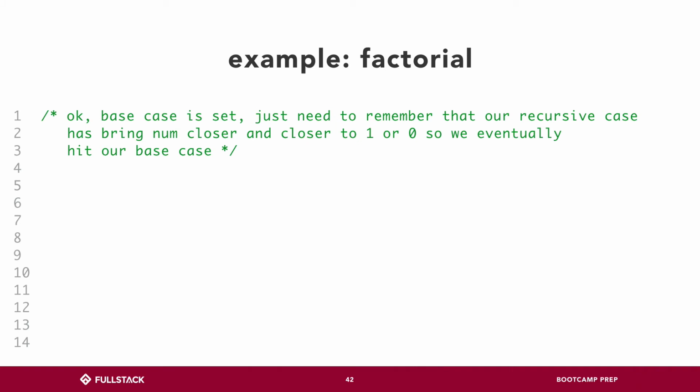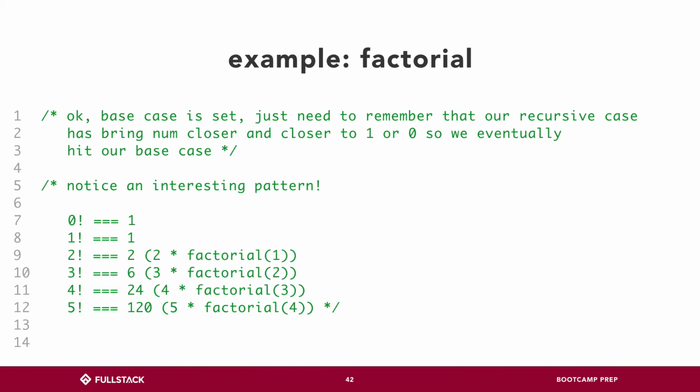Now we have to remember that as we think about the recursive case, num gets closer and closer to approaching a base case, so approaching 1 or 0, so that we eventually hit the base case. So recursive cases have to approach the base case. You can think of this in mathematics as converging towards a solution. If you're diverging from the solution, then you get that infinite call error.